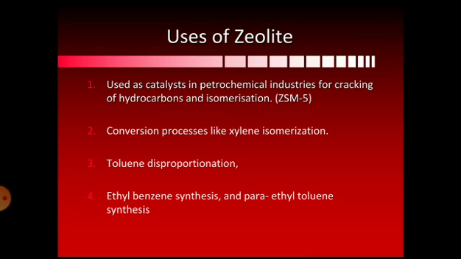First one, the zeolite is used as a catalyst in petrochemical industries for cracking of hydrocarbons and isomerization. So it can be used for the cracking of hydrocarbons, and it is also used for conversion, for example isomerization. So the catalyst used is ZSM5. So ZSM5 is a shape selective catalyst.